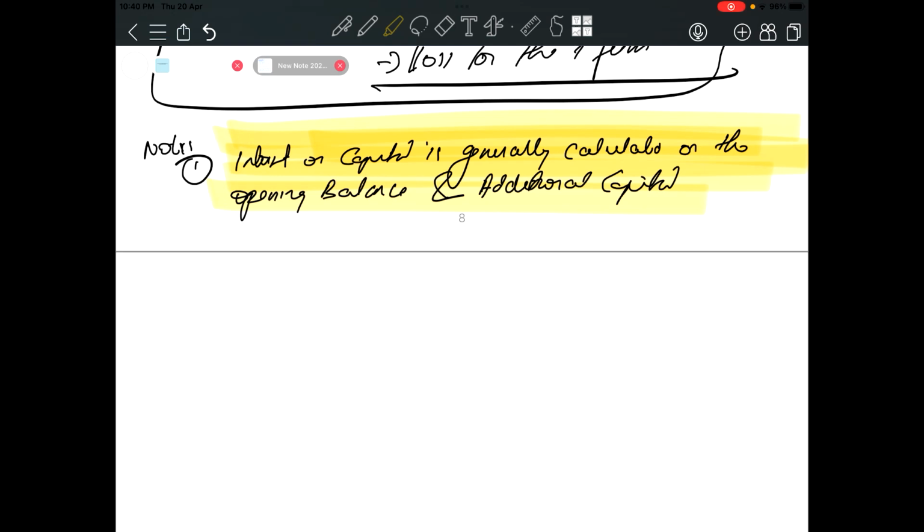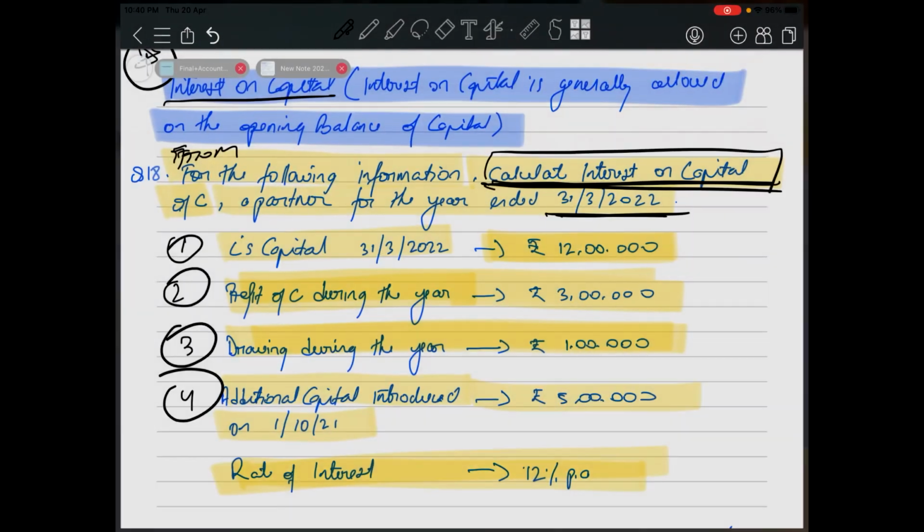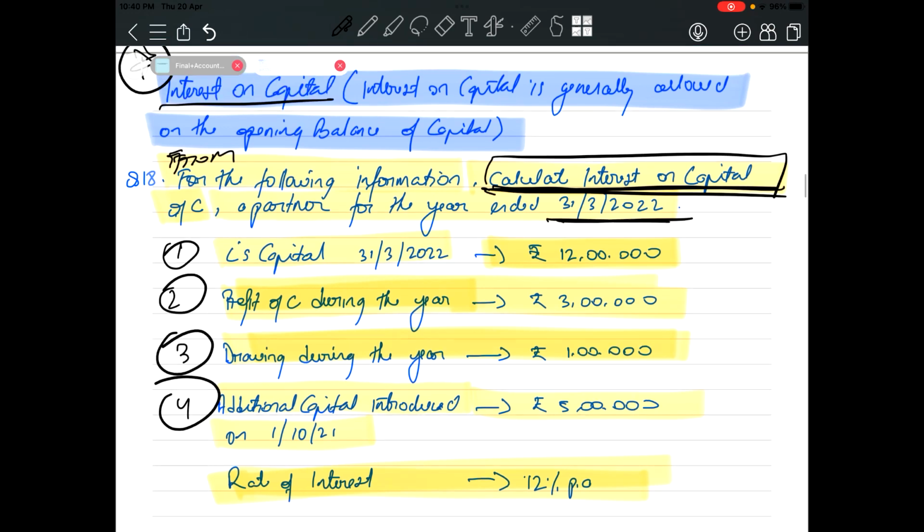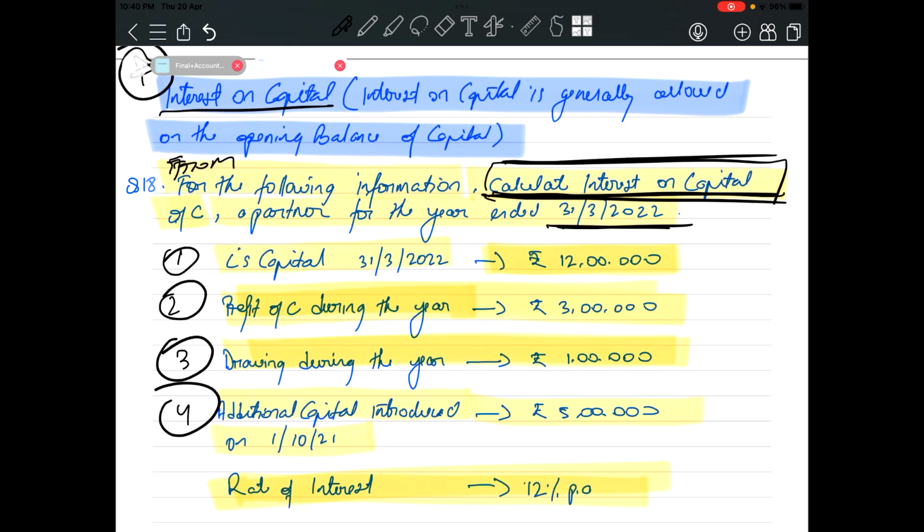I'll give you some time, you note this down. Interest on capital is generally calculated on the opening balance and additional capital, okay. Now let's move to our question. Now we'll have to calculate interest on capital, right? The requirement of the question is to calculate interest on capital.